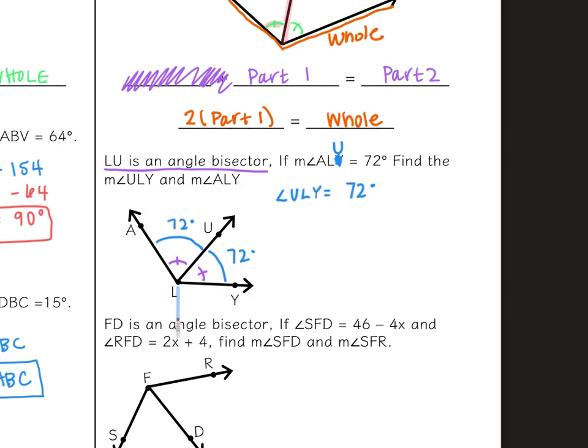So to find ALY, we're going to add up the two because the two parts equal the whole. So angle ALY is going to be 72 plus 72, and that's 144 degrees.